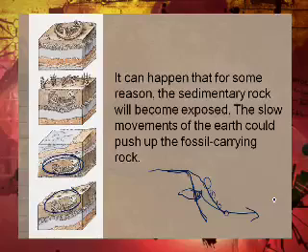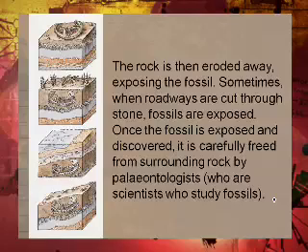But it could just be that slow movements of the earth push the fossil up to the surface. And then, due to weathering and erosion, the rock could be eroded away, exposing the fossil, which paleontologists could then find and completely remove very carefully from the existing rock in order to study it further. And that basically is one way that fossils can be made.